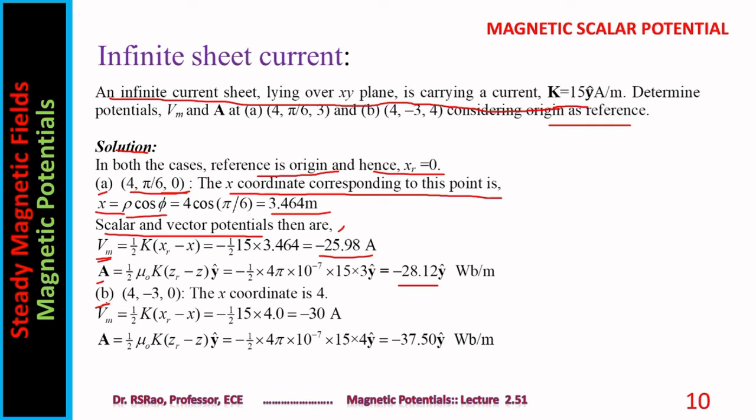B is (4, minus 3, 0). The x coordinate is 4, so it is simple substitution. Vm comes out as minus 30 amperes. A comes out as minus 37.50 y cap. Note, current is in the y direction, and A is in the y direction. Here also A is in the y direction. The direction of A is the same as the direction of current.